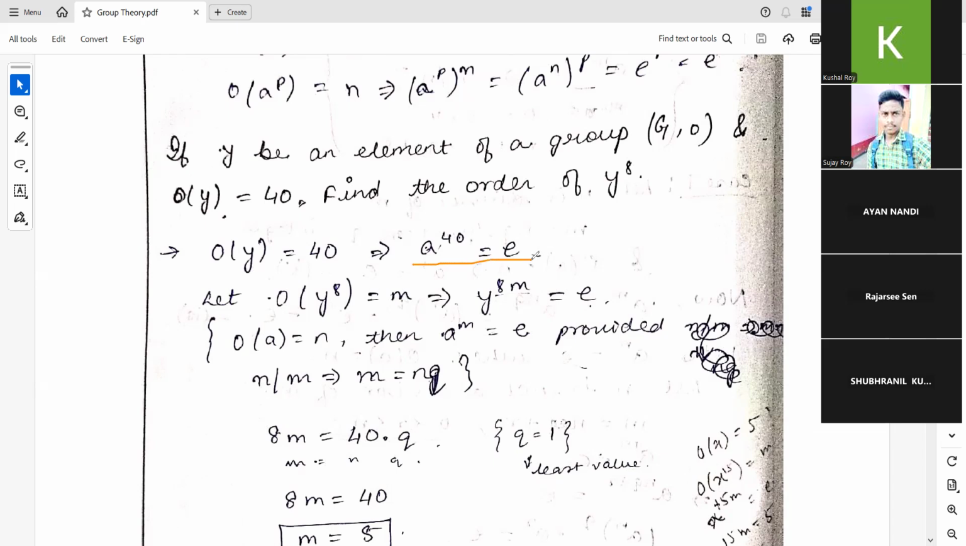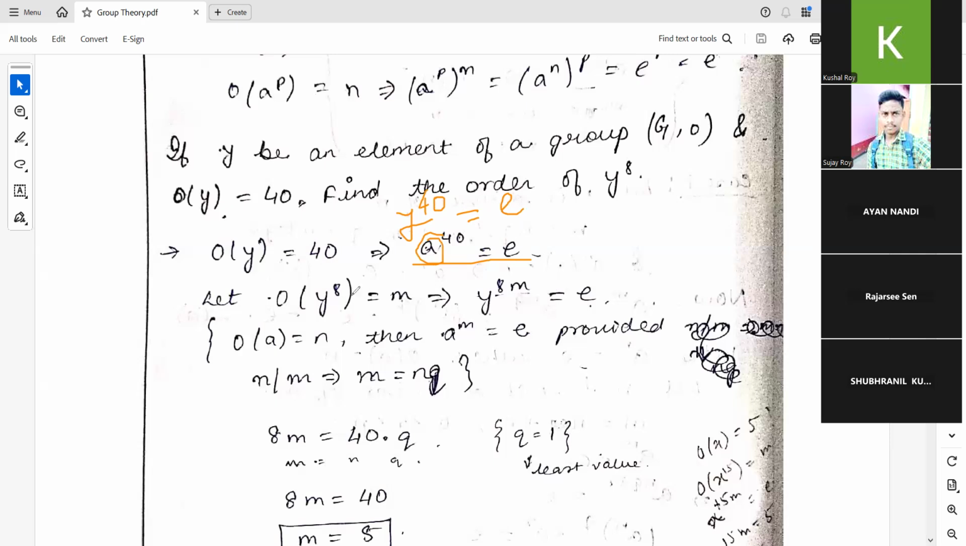This actually will be y. There is a mistake. So this is actually y to the power 40. So y to the power 40 is the identity element. Since the order of y is 40, y to the power 40 is the identity element. Now y to the power 40 is the identity element means, we have to find the order of y to the power 8.